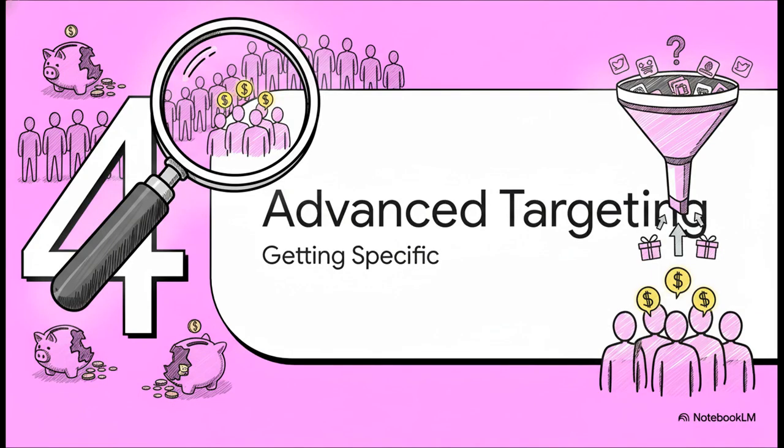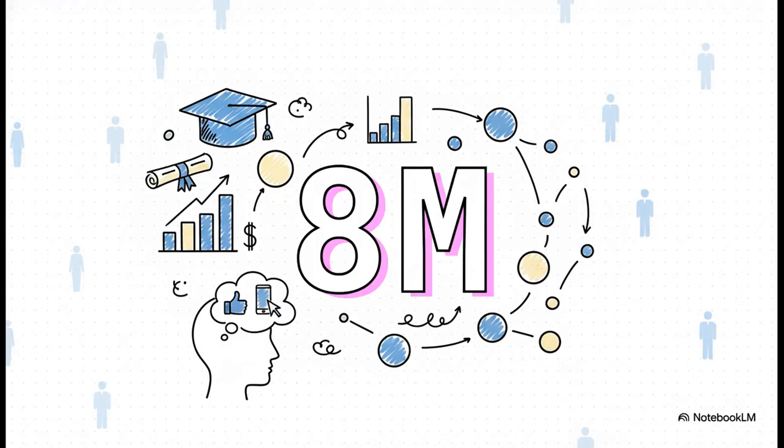But wait, it gets even better. We can go way deeper than that. Let's talk about getting really, really specific. This is how you stop wasting money and start finding people who are actually likely to buy. So check this out. Let's say we start by targeting people who studied for an MBA, okay? Facebook tells us that's a potential audience of 8 million people. Whoa! That is way, way too big. That's like trying to hit a tiny target with a giant fire hose.